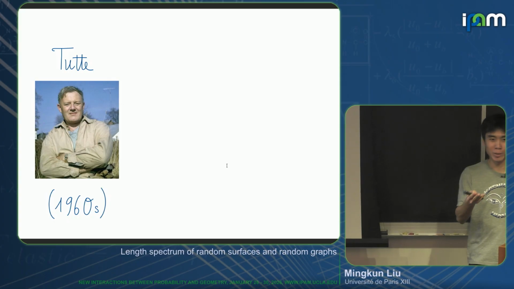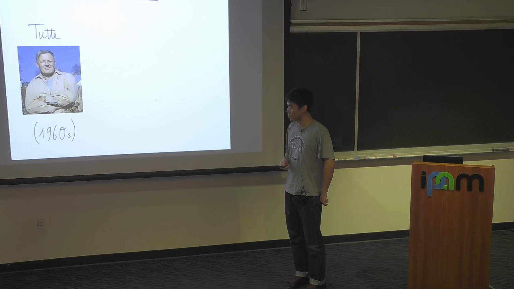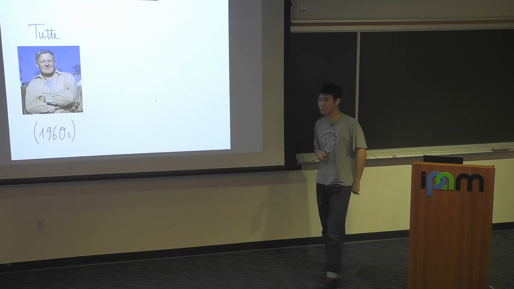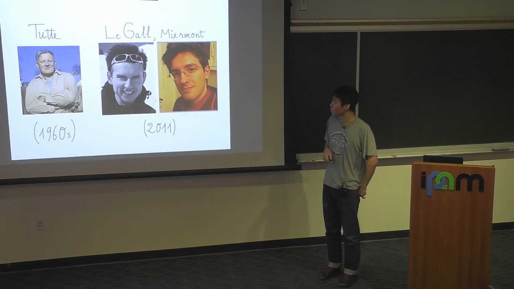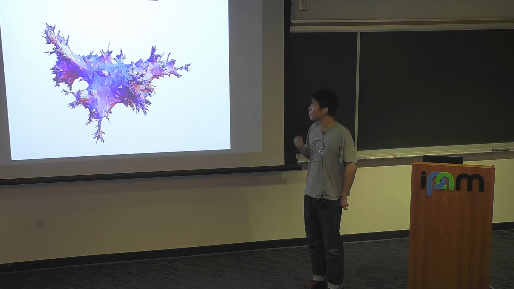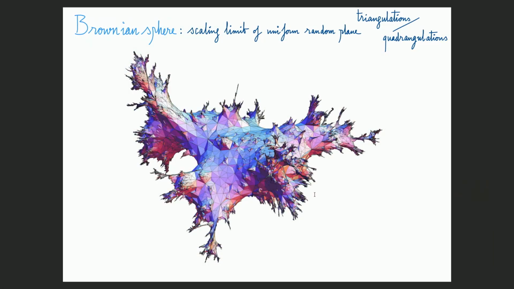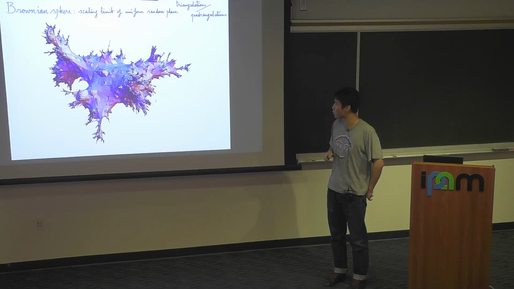And the study of maps, which people here know much better than I do, started basically in the 60s by Tutte, and since then people have proved so many impressive results, one of which is, I would say, this theorem by Jean-François Le Gall and Grégory Miermont in 2011 about the Brownian sphere, which is the scaling limit of uniform random plane triangulations or quadrangulations. I think, once again, I'm not an expert on this. People here know much better than I do, so I don't think I will spend much time on this.